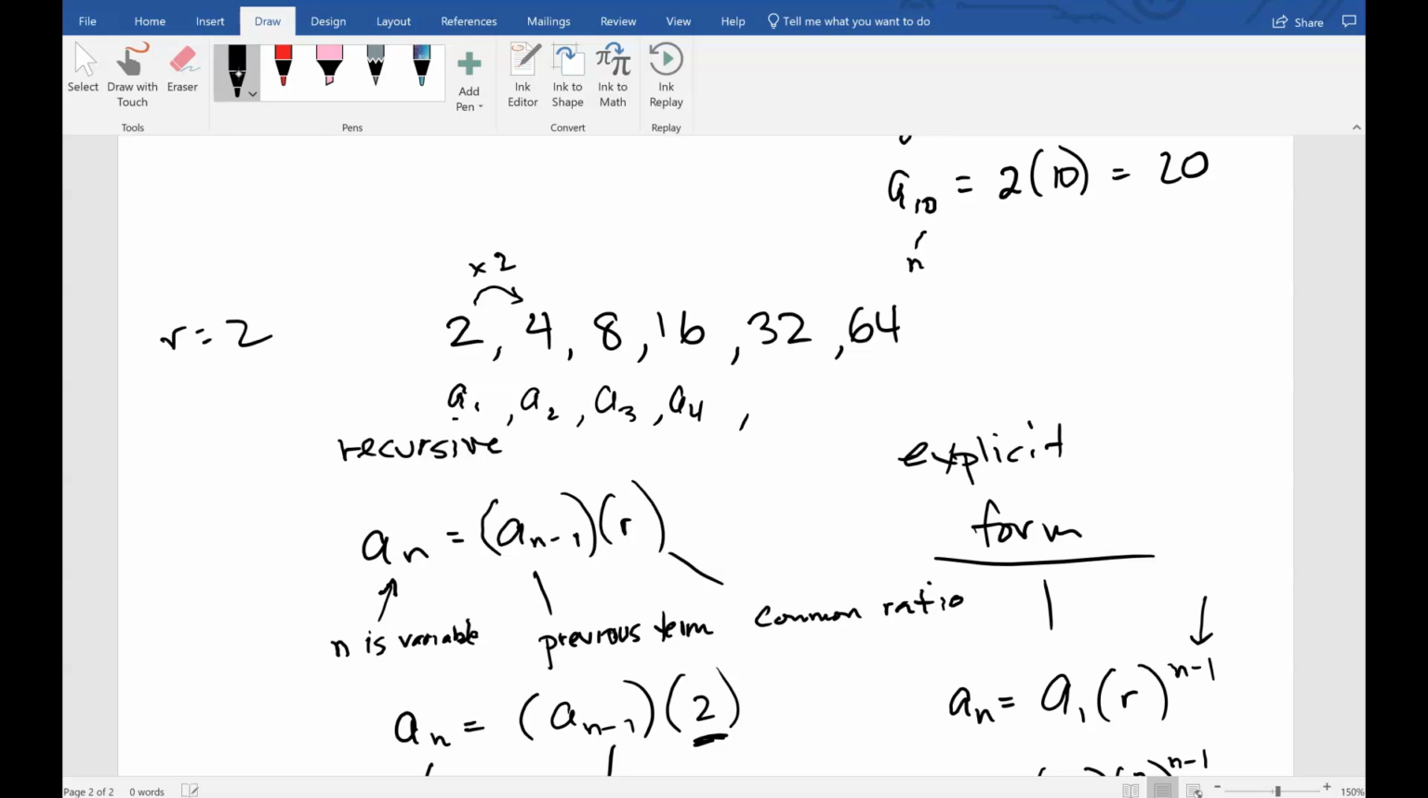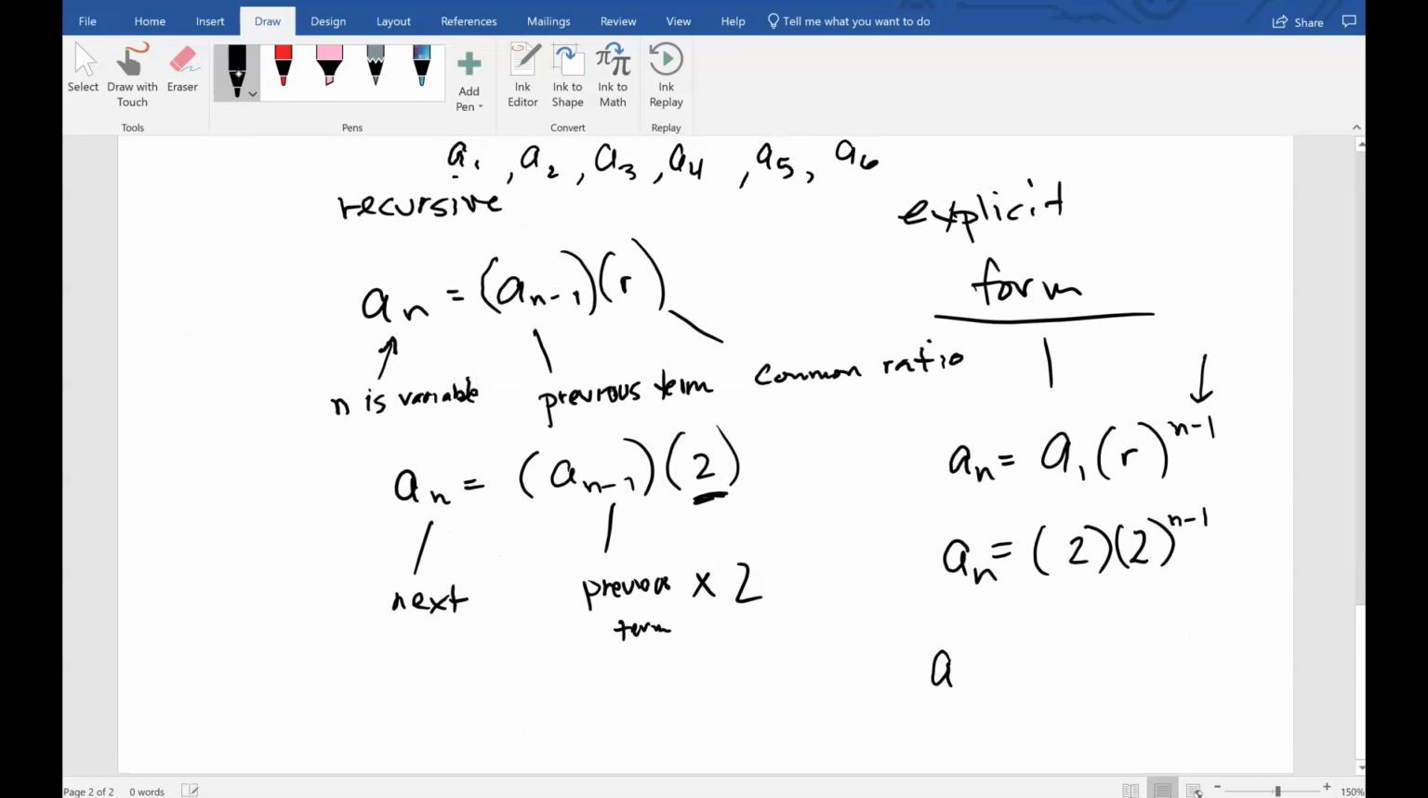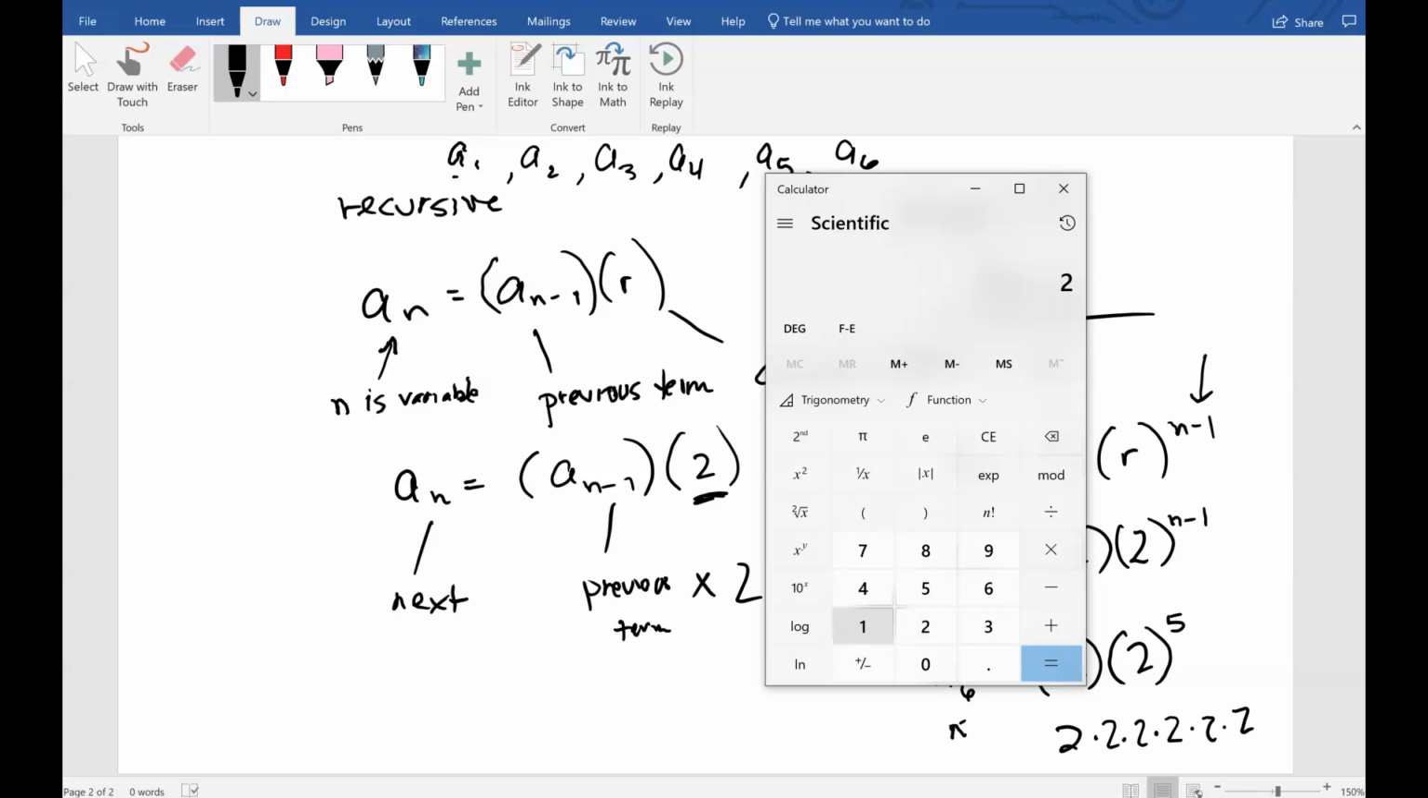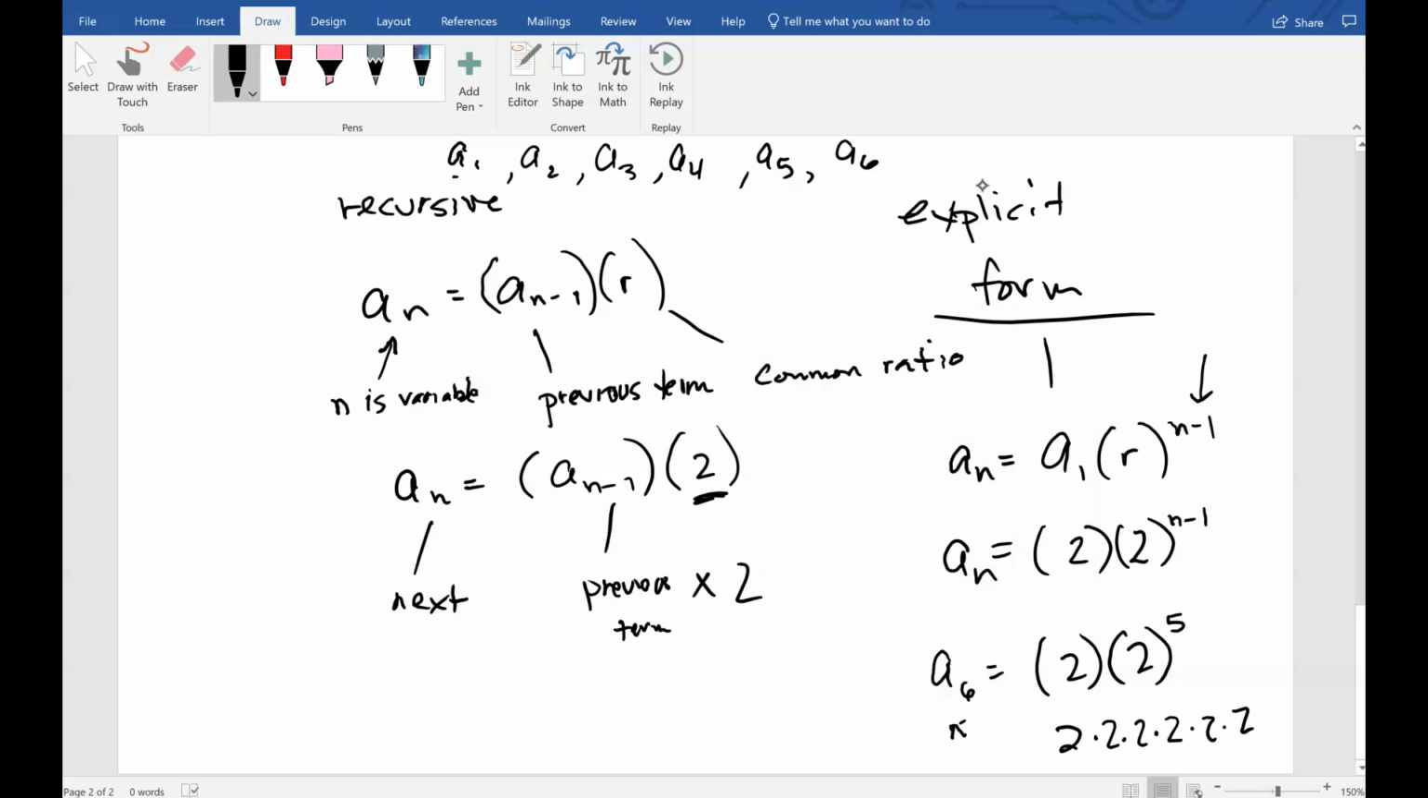So we could check it. This is the 5th term, and then 64 is the last, or the 6th term. So if we put in 6, we could check it and see if it works. We should get 64. So n is equal to 6, so n minus 1 is just going to be 5. We're going to have 2 times 2 times 2 times 2 times 2 times 2. So we should have 6 2's multiplied. And if you want to use a calculator, you could just do 2 to the 6th power, which is 64. So it checks out. Right here, I'm going to put it in a box. This is your explicit formula.